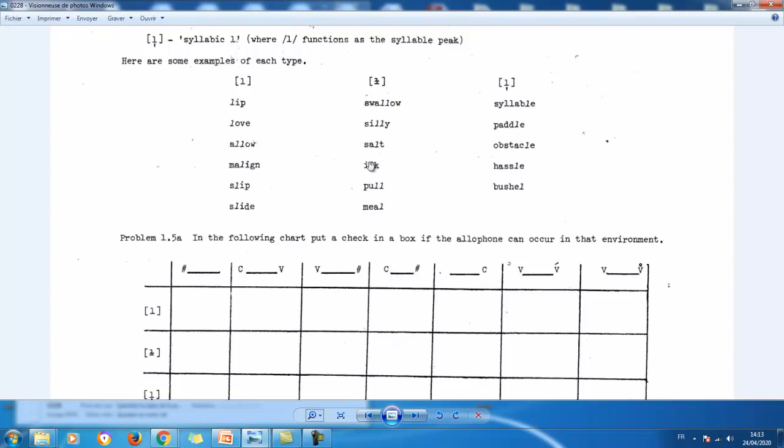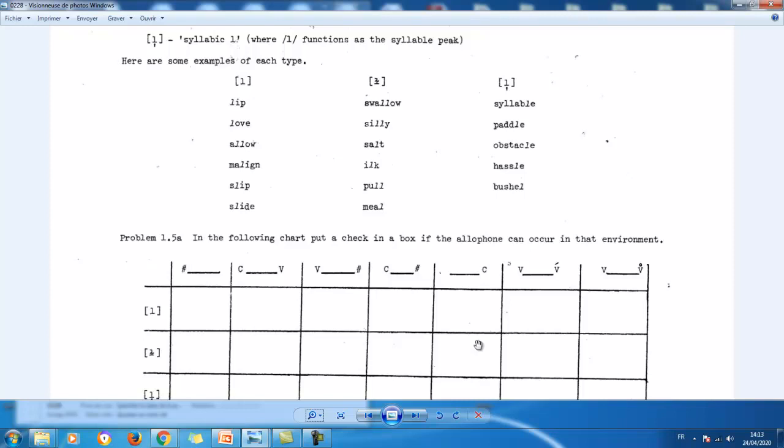Now, there is another context that we need to talk about. This salt and elk. Here the L is before a final consonant. This one is before a consonant. Here salt, we don't say salt or ilk, we say salt, elk. So this one is dark. So this is the dark realization, and the check is going to be put in here.